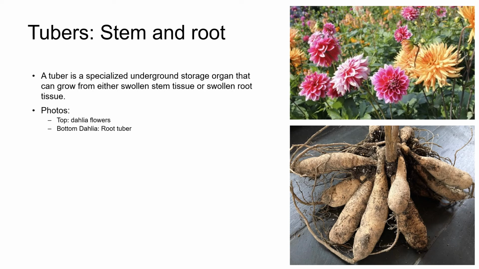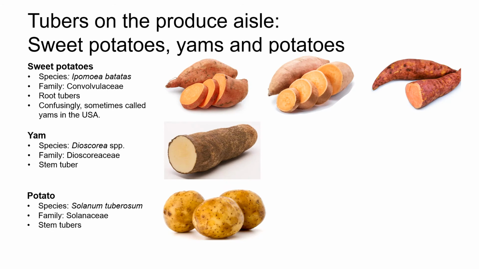Tubers are strange-looking structures. They're specialized storage organs that can grow from either swollen stem tissue or swollen root tissue. You probably see tubers every time you go to the store and walk down the produce aisle, because potatoes, sweet potatoes, Jerusalem artichokes, and yams are all tubers. Potatoes and yams are stem tubers, and sweet potatoes are root tubers.